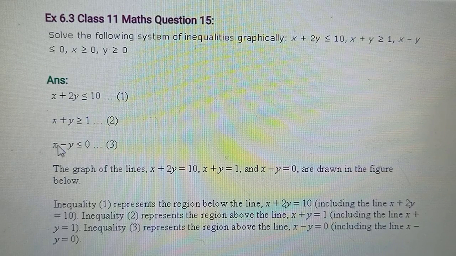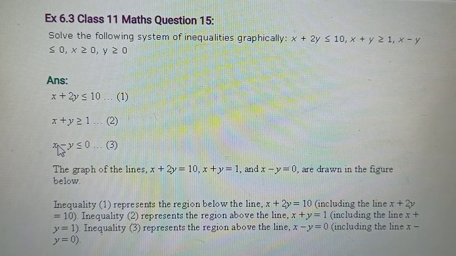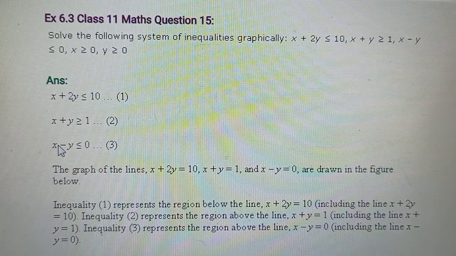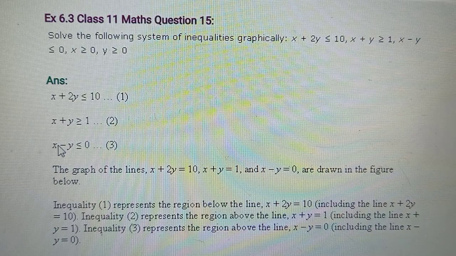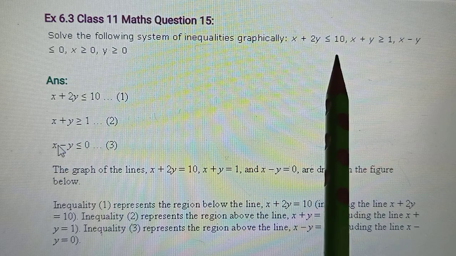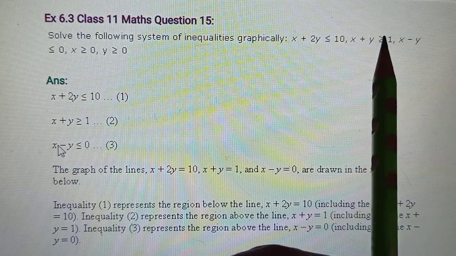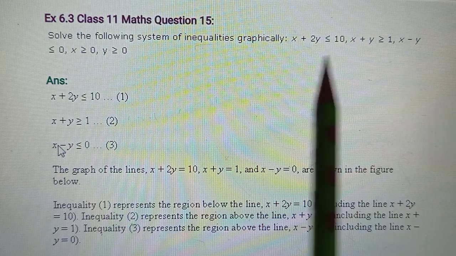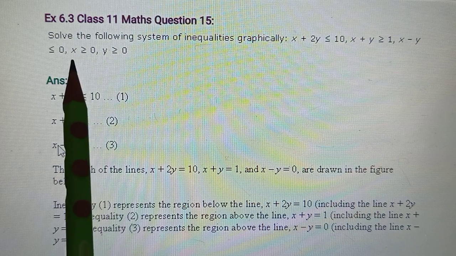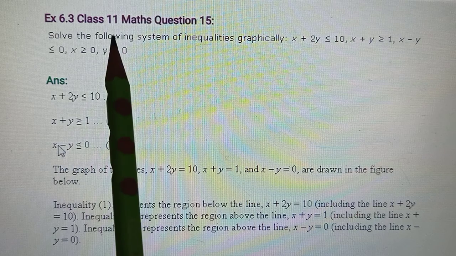Okay, now I'm taking up the last one from the exercise, and the last 3-4 questions have many inequalities in one question only. Like in the 15th one, you have one inequality, x plus 2y is smaller than or equal to 10, and x plus y is greater than or equal to 1, x minus y is smaller than or equal to 0. Three here, and these non-negative inequalities, x is greater than 0, y is greater than 0.